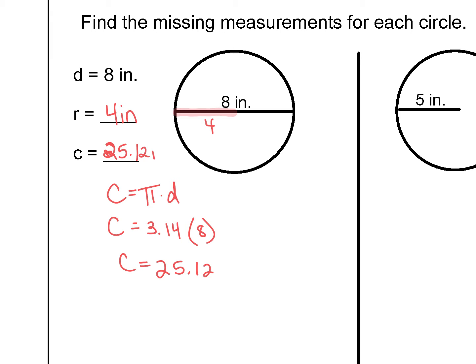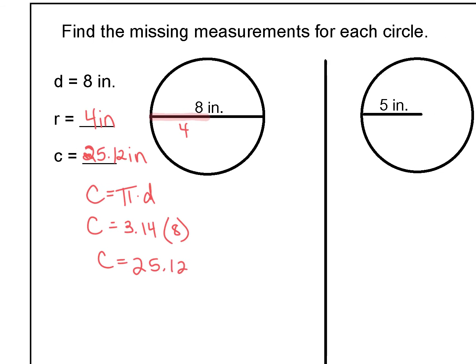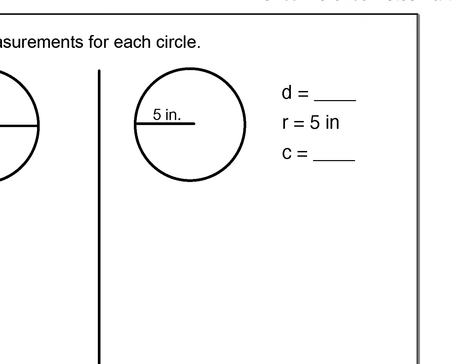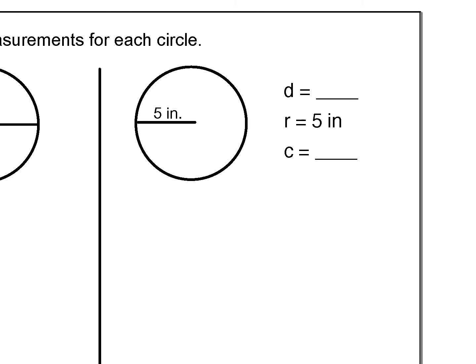25.12, and then we always put units. So 25.12 inches. Make sure you get those units on there. Now if we have a radius of 5, we can just multiply that by 2 to get our diameter. So if the radius is 5, then the diameter is 10 inches.